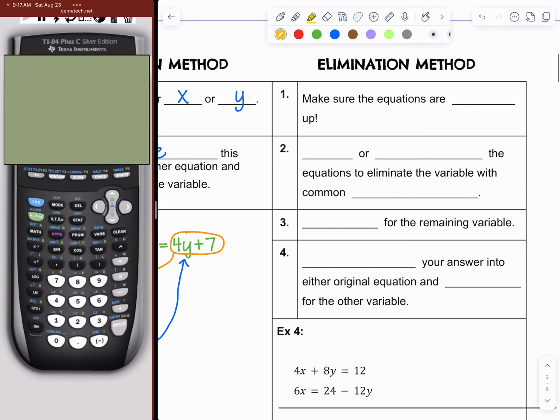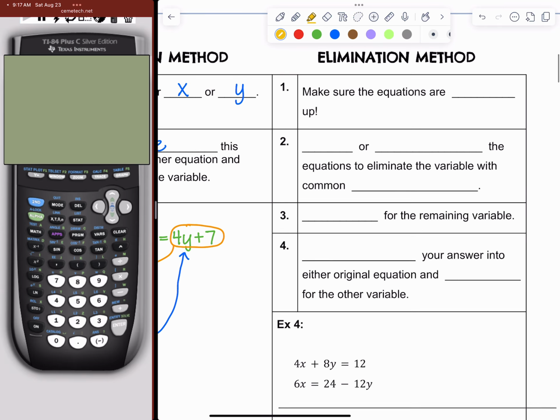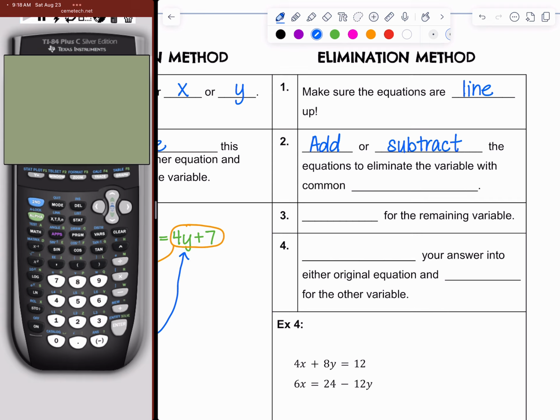All right. The other method is the elimination method. When you're using the elimination method, you want to make sure that your equations are lined up. They need to be set up the same way. Variables need to be on the same sides, constants need to be on the same sides. So once you make sure everything is lined up, you're going to add or subtract to eliminate the variable with a common coefficient.